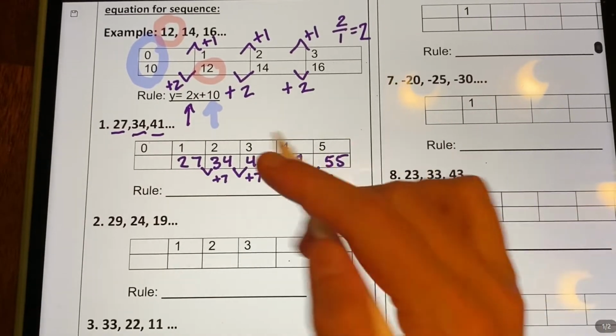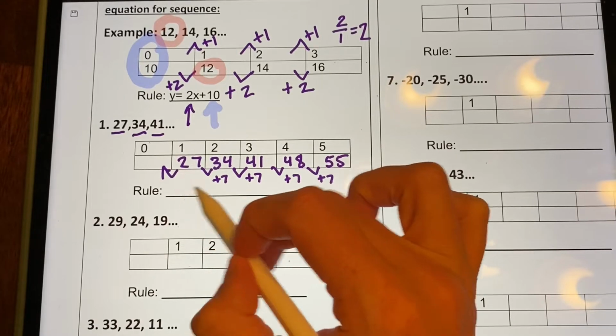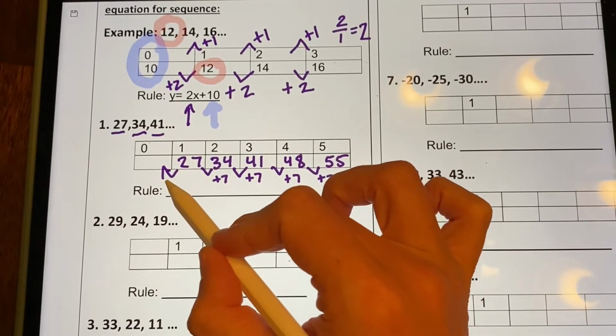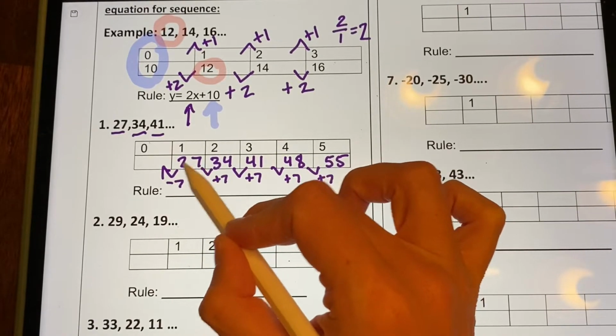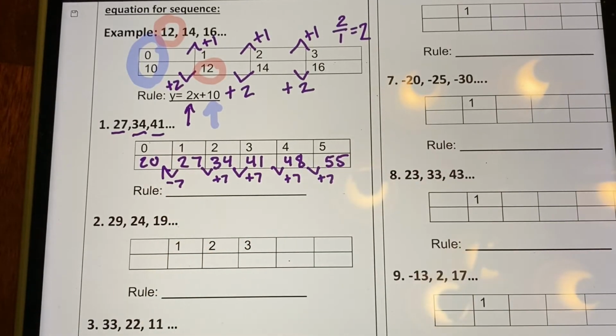Then to get this one right here, this 0, you got to go backwards. So to go backwards, you do the opposite of plus 7, which is minus 7. So 27 minus 7 would be 20. All right, make sure you have that.